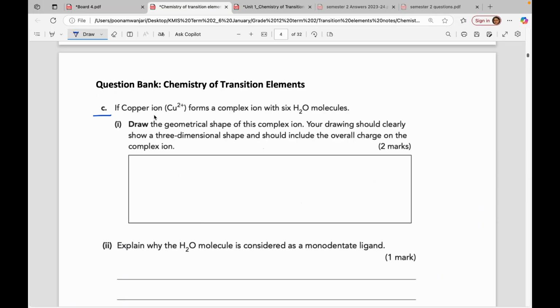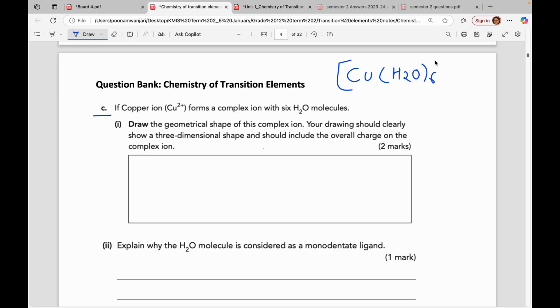Question C. If the copper ion forms a complex ion with 6 water molecules, draw the geometrical shape of this complex ion. Your drawing should clearly show the 3-dimensional shape and should include the overall charge on the complex ion. So students, we need to draw the geometrical shape of this complex ion. First we will write a simple formula of the complex. Copper is the central metal ion with 6 water molecules.